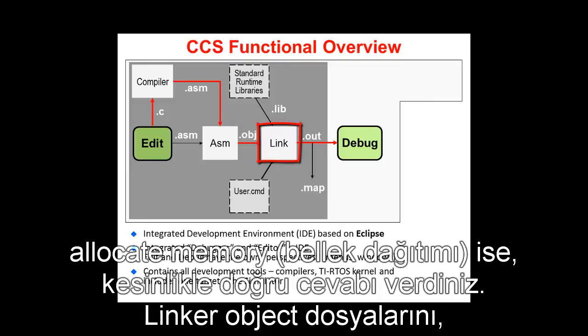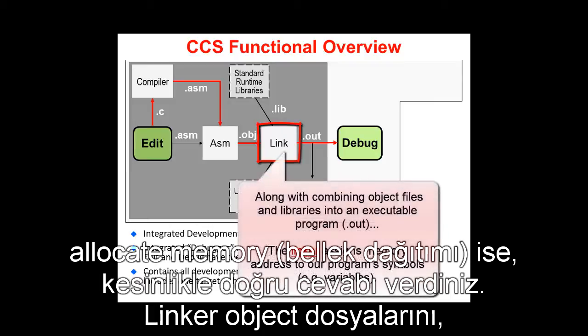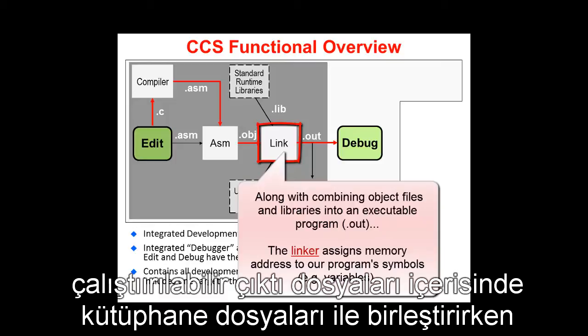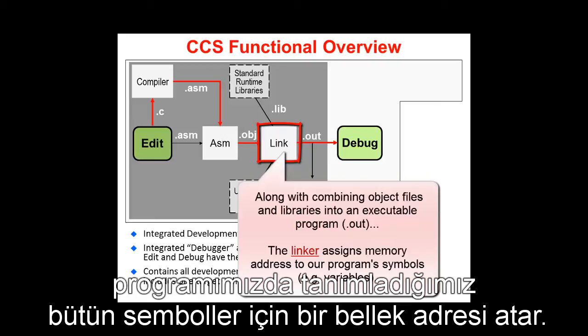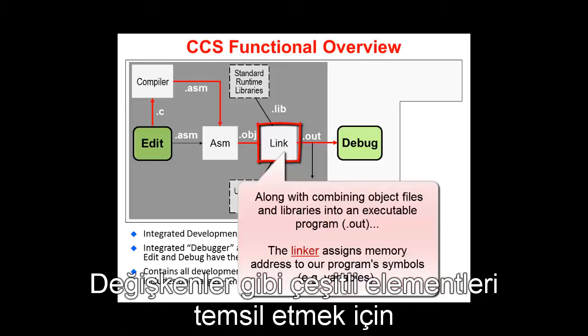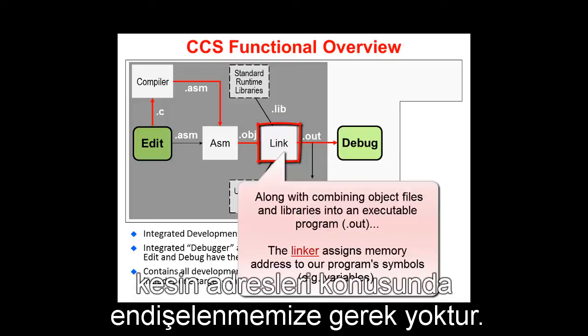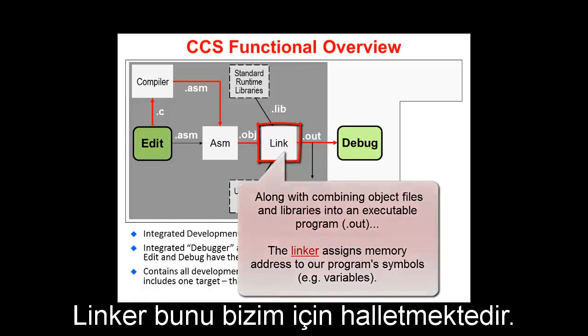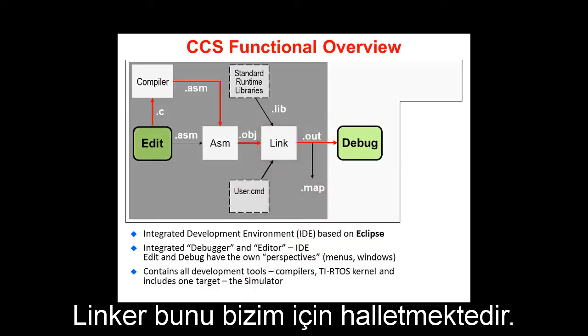If you said allocate memory, then you're absolutely correct. As the linker combines our object files, as well as any libraries that we've included, into our executable output file, it assigns memory addresses to all the symbols that we defined in our program. That's one of the beautiful features of C. We can represent various elements like variables using symbols, and we don't really need to worry about things like specific addresses. Later on, the linker handles that chore for us.